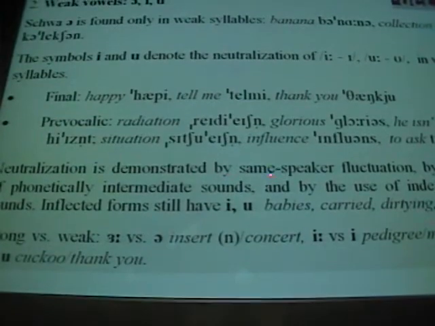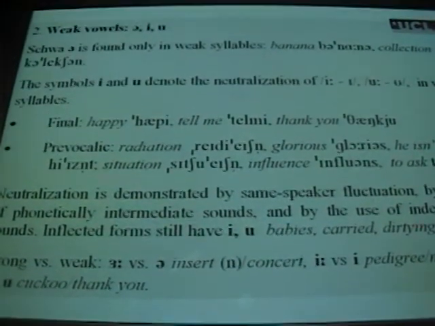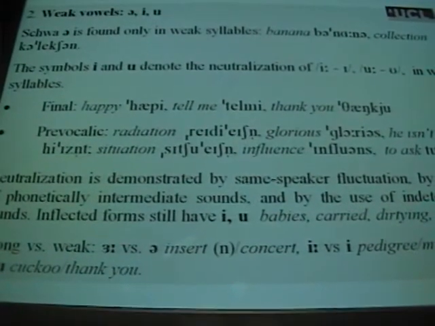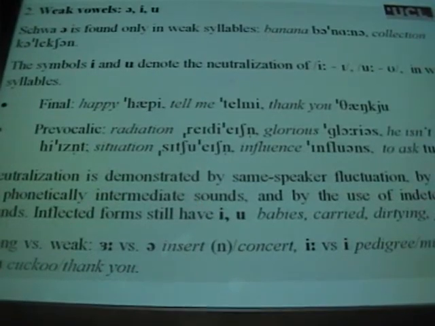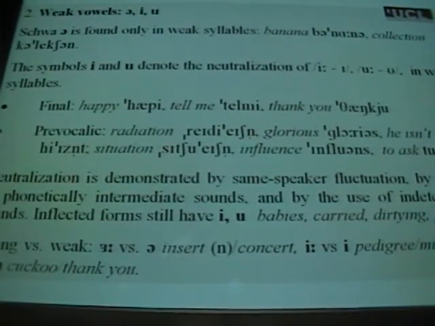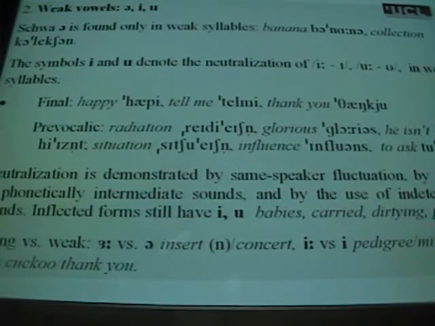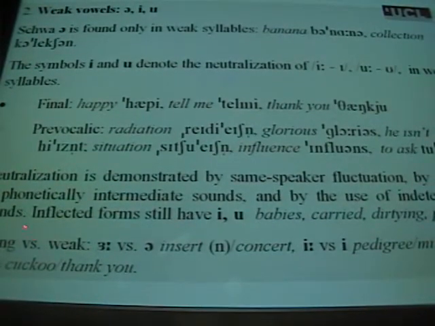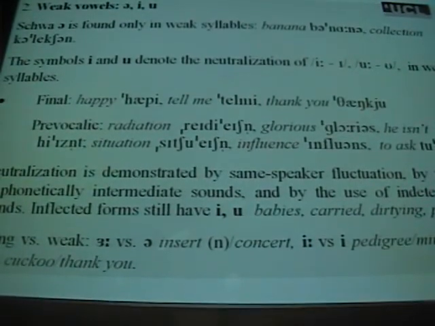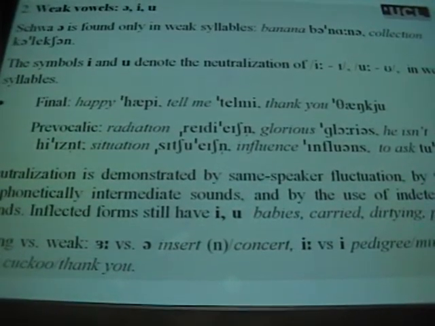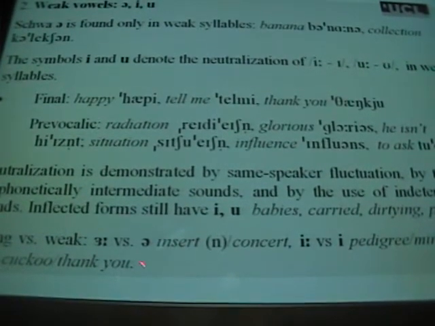Neutralization is demonstrated by same speaker fluctuation. That is, one moment somebody says happy, next moment they say happy. The use of phonetically intermediate sounds. If I say happy, it's sort of halfway between E and A. And the other point, that inflected forms still have these, so babies has that same thing in it, whatever it is, and it can vary, and it doesn't matter which you do.